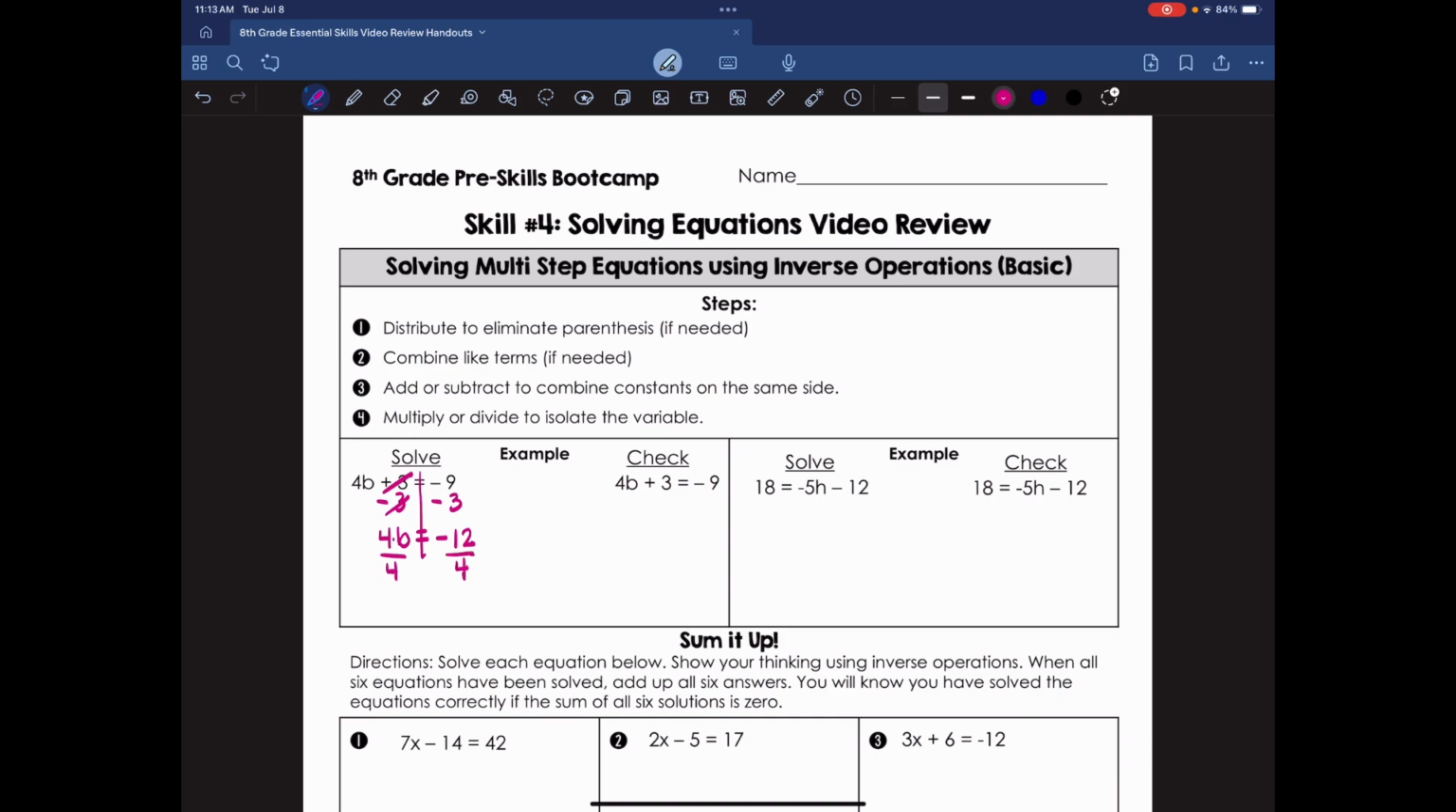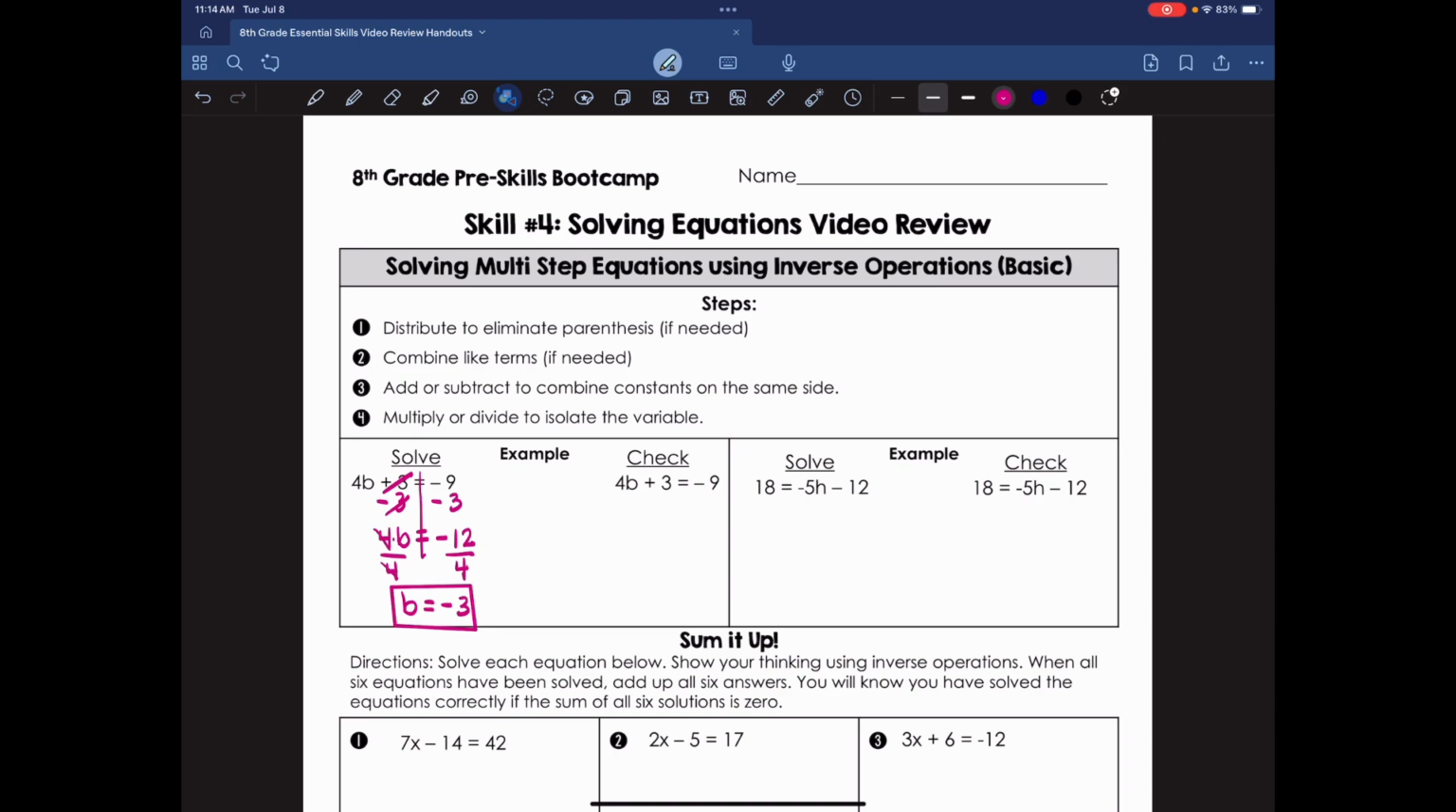Now 4 divided by 4 is 1. I could write 1b here, but again, we don't show that 1 in front of our variable very often. Sometimes it's referred to as the invisible coefficient. So I'm just going to cross them out, and I'm left with b. b is by itself. It's isolated. And then on the right side, I have negative 12 divided by 4, which is negative 3. So it looks like the answer to our equation is b equals negative 3.